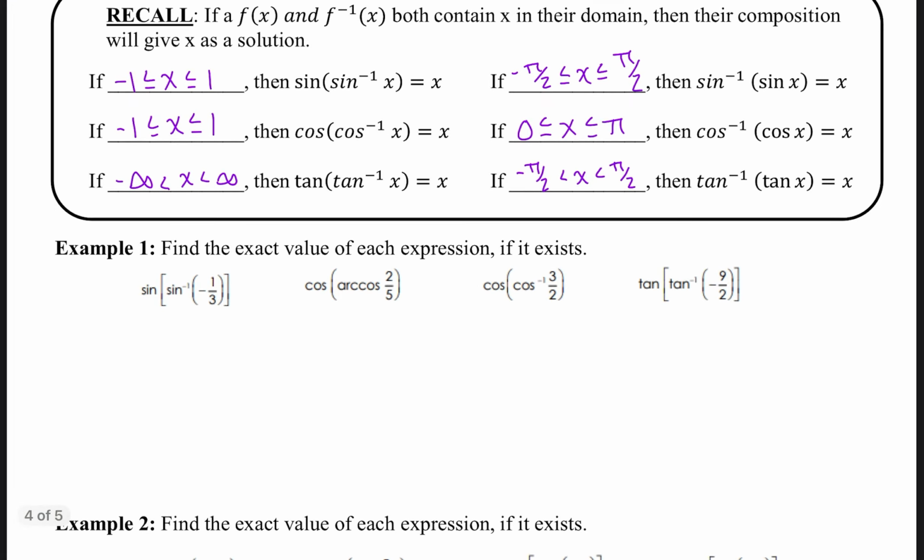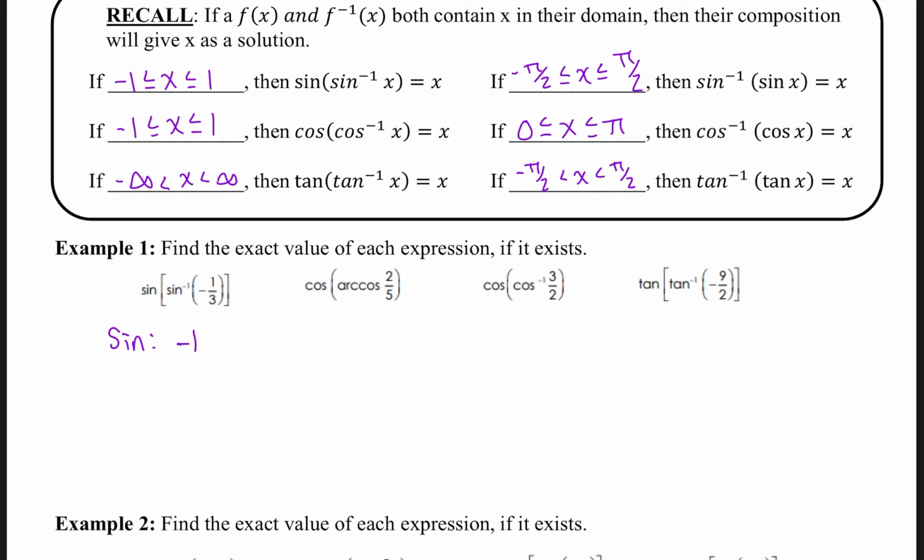But if you look at example one, it only focuses on situations where the inverse is on the inside. See how those all have cosine or sine or tangent inverse, or arcsine, arccosine, arctangent? Remember, those are the same thing. But the inverse is on the inside. So if that's the case, all we're focused on is sine and cosine being between -1 and 1. Tangent doesn't matter. As long as they're between -1 and 1, it works. So what we look at here is we say sine.